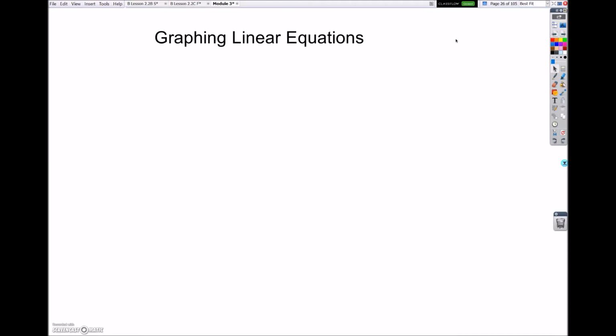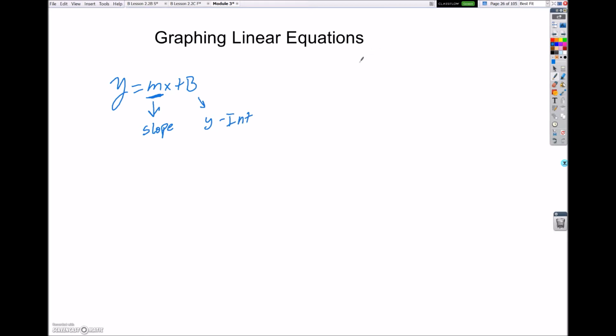Hey guys, what we're going to be looking at today is graphing linear equations. So what we've done is we've looked at two forms. We have looked at slope-intercept form, which is y equals mx plus b. And this is awesome because we have the slope, which is the rise over run, and we have the y-intercept.